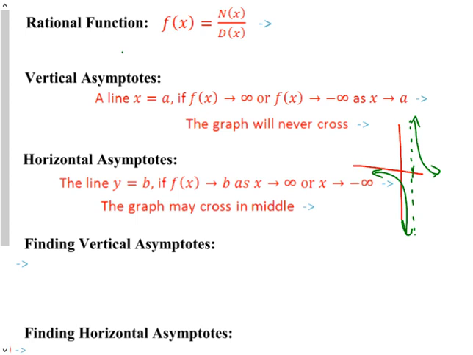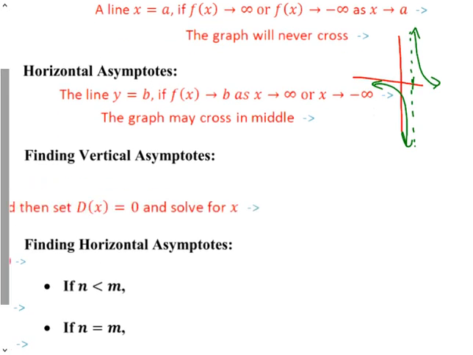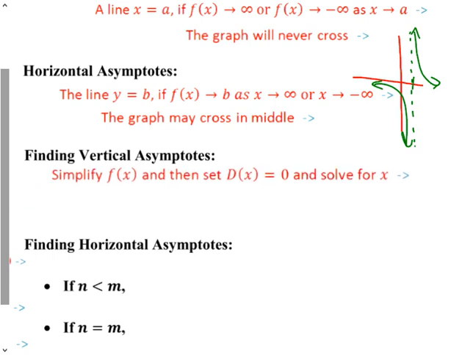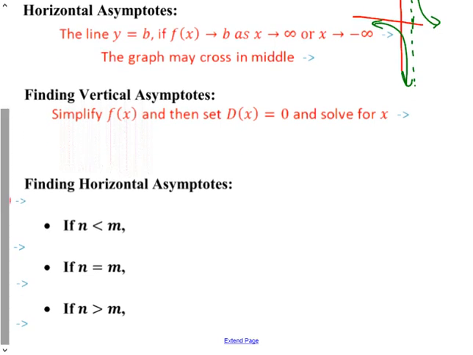Right? Finding vertical asymptotes. What are we going to do to find these asymptotes? We are going to simplify the given function and then set the denominator equal to 0 and solve for x. Because remember, a denominator equal to 0 would mean dividing by 0, so we can't divide by 0. So whichever x value causes us to divide by 0 will be a value of x which will have a vertical asymptote.